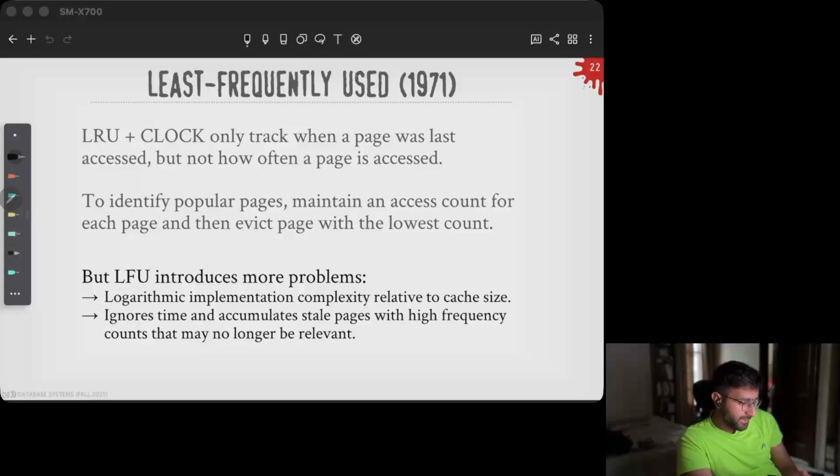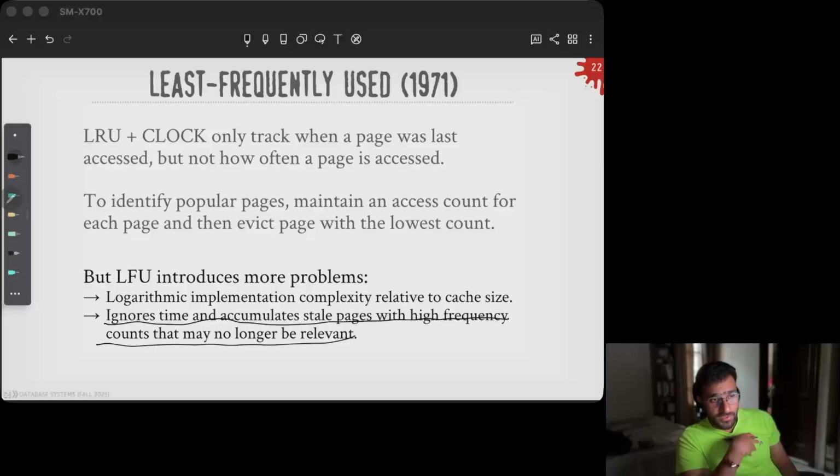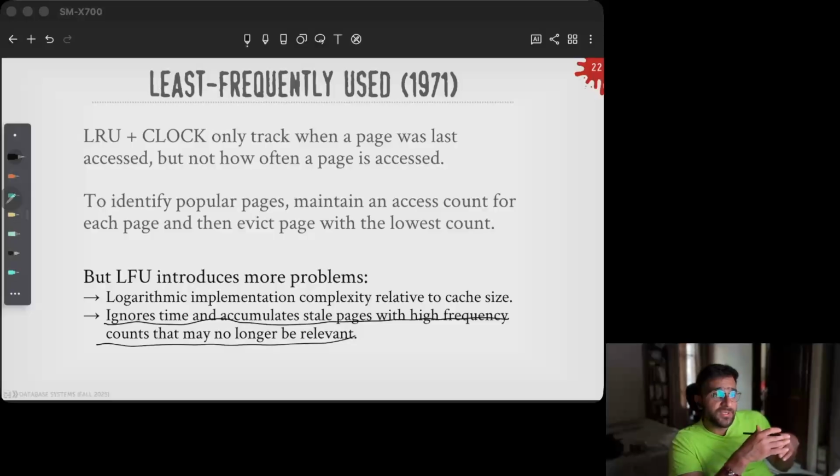So we read through this to identify popular pages, maintain an access count for each page, and then evict the page with the lowest count. The second point says what I just explained: it ignores time and accumulates stale pages. Stale pages might accumulate in your buffer pool. At some instance a page was used very heavily, but it is not supposed to be used for a week, yet due to your algorithm, that page still might be retained by the buffer pool for a long period of time.